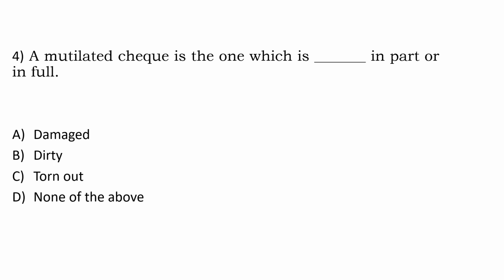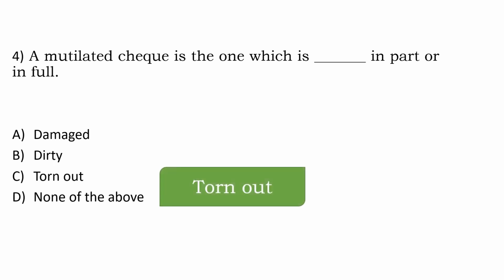Fourth one. A mutilated check is one which is dash in part or in full. A. Damaged, B. Dirty, C. Torn out, and D. None of the above. Answer is C.